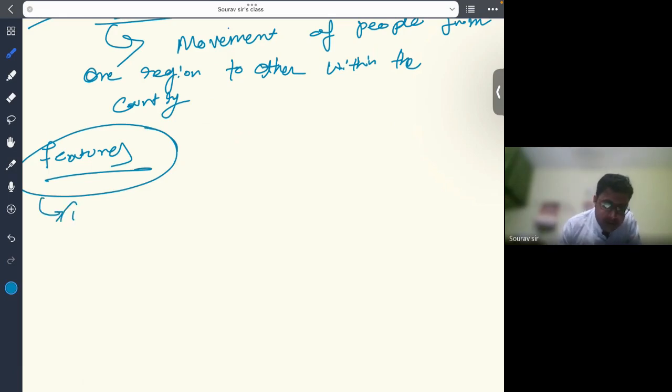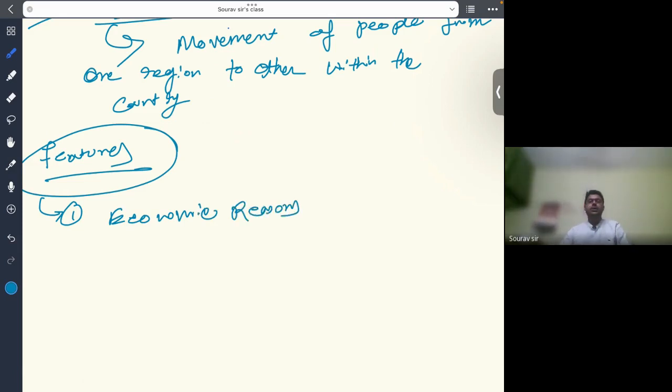So the characteristic features of internal migration are, we'll discuss some features of this internal migration. First is economic reasons. Obviously, this is one of the major reasons. Economic reasons such as job opportunities, better wages, and living conditions are the major drivers of internal migration in India. Second will be the rural-urban migration.